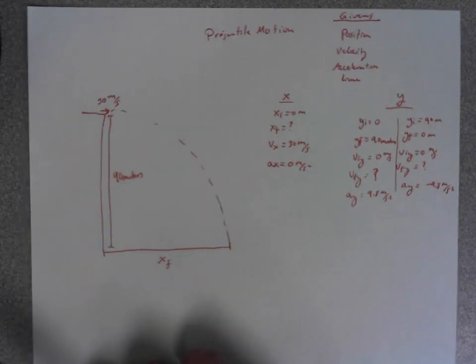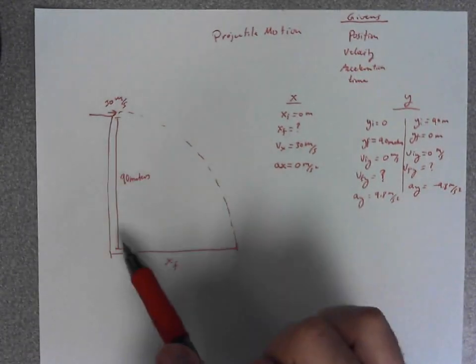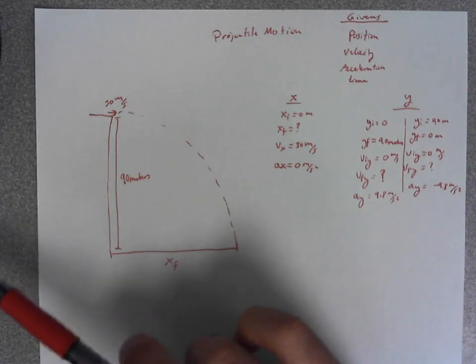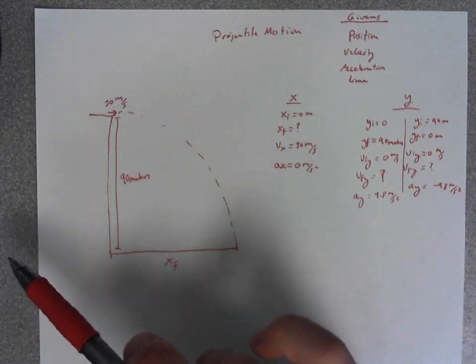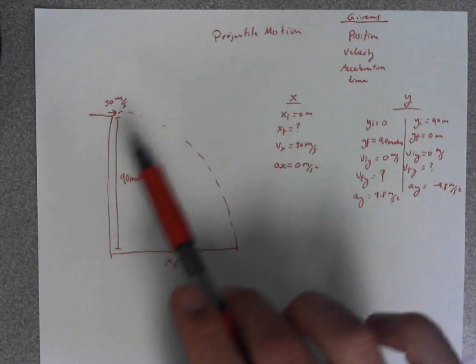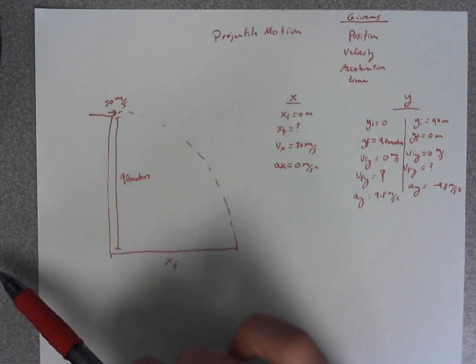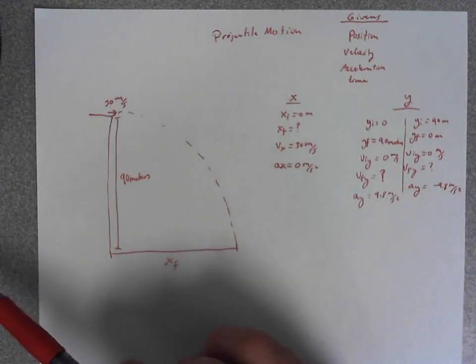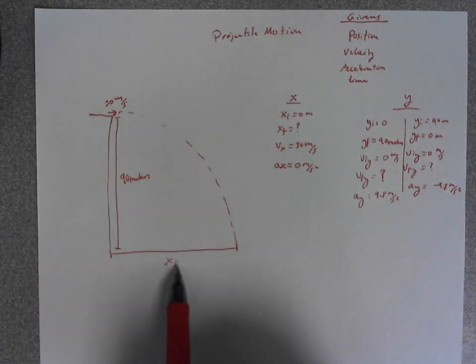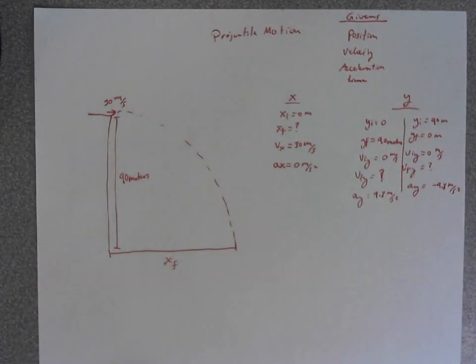In this example here, we have a 90-meter cliff with something being thrown off or launched. Let's say in this case, it's like a homemade cannon or something. It's launching our cannonball at 30 meters per second. And the question is we want to know how far away from the cliff it lands. Okay, so that's a horizontal component.